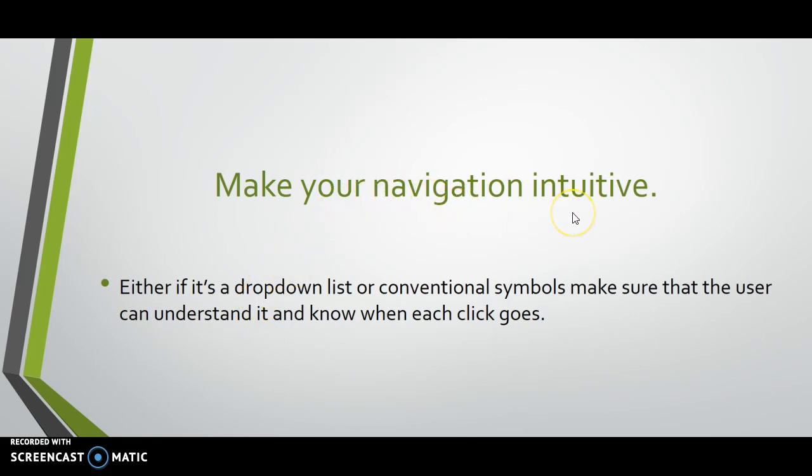Make your navigation intuitive, either if it's a drop-down list or conventional symbols. Make sure that the user can understand it and know where each click goes. Here it comes what I was talking about, the labeling of icons. You need to make everything in your website easy for your user to read, to understand, to see. So every step you do in your website, just try to make it something easy for your user. If not, just change it.